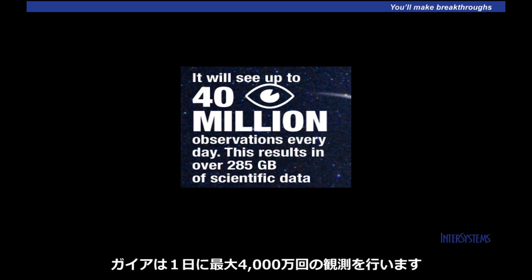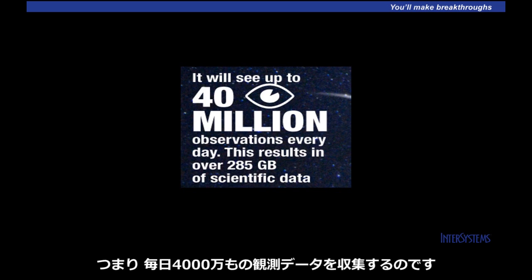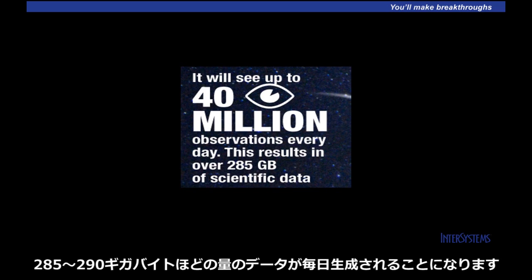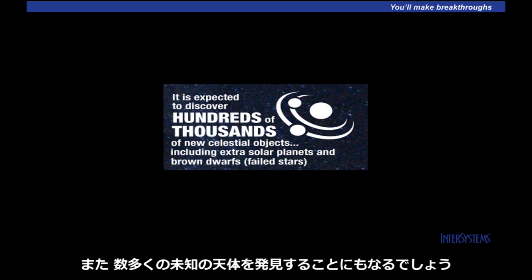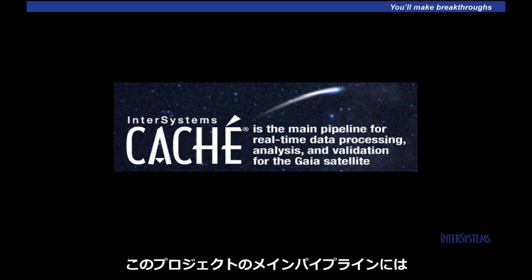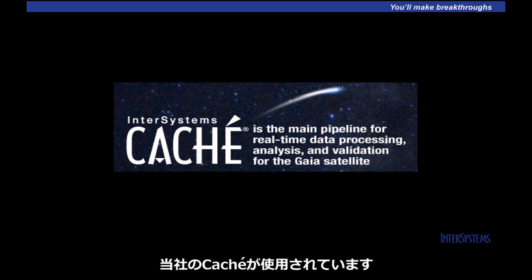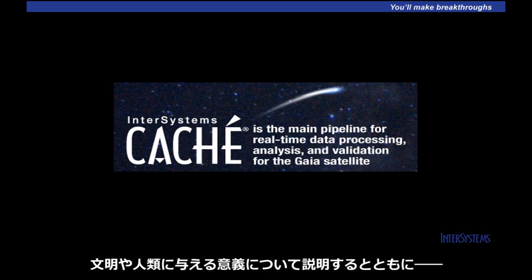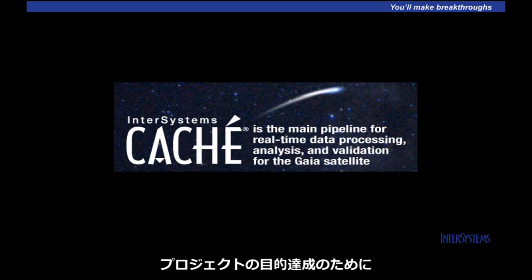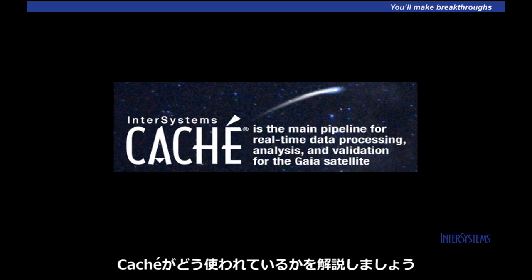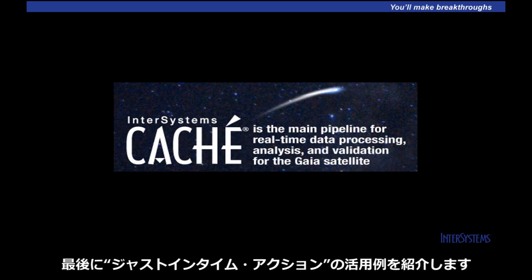So it's going to see up to 40 million observations every day, which means that every day it's going to capture data about 40 million unique observations, and this results in around 285, 290 gigabytes of data created per day. And it's expected to discover many, many new celestial objects that we don't know anything about. Okay? And very proud to say that InterSystems Cache is the platform for the main pipeline for this project. And over the next few slides, I'm going to describe the significance of the Gaia project to civilization, to mankind. And then I'll talk a little bit about how Cache helps them be able to achieve what they want to achieve. And then we'll have an example of a real life case of just-in-time action.